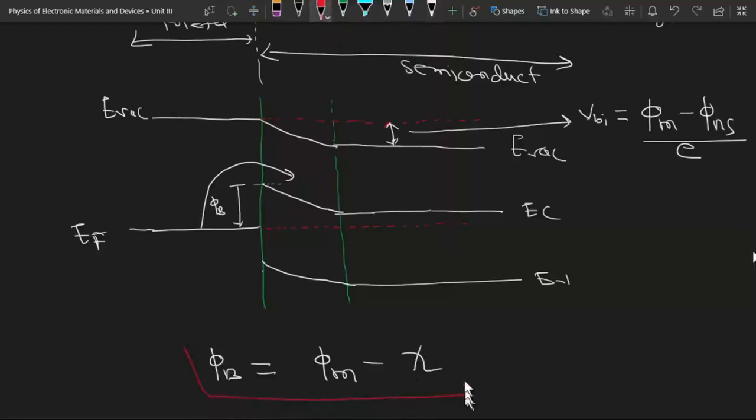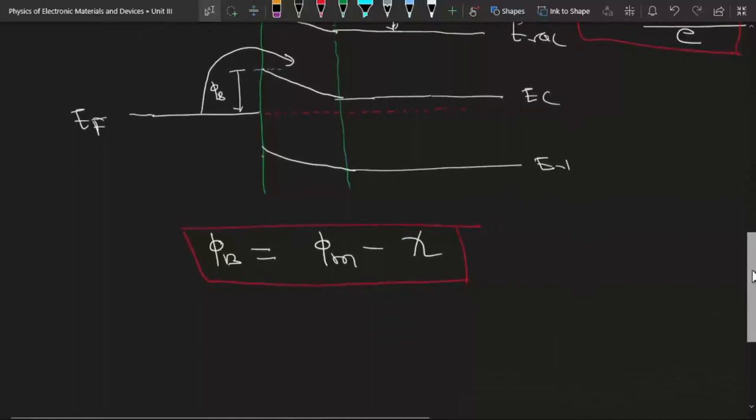So these two equations are very important. So here electrons on both sides can have this barrier, from this side and this side also. So in this way, this phi b is known as the Schottky barrier height.